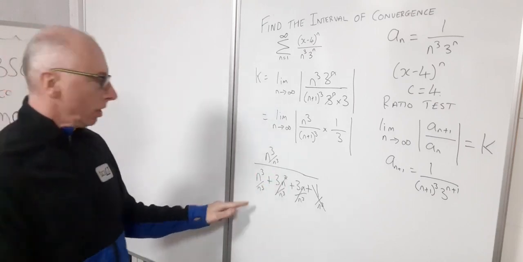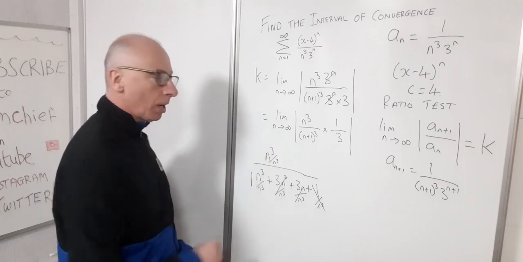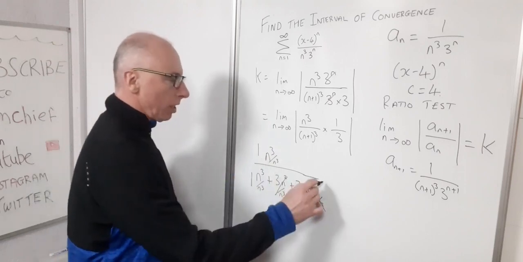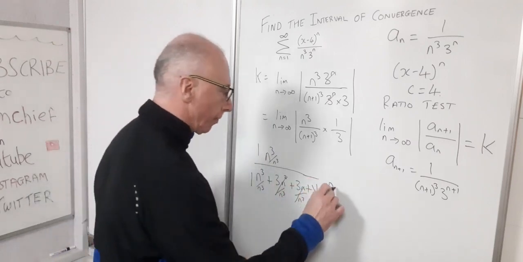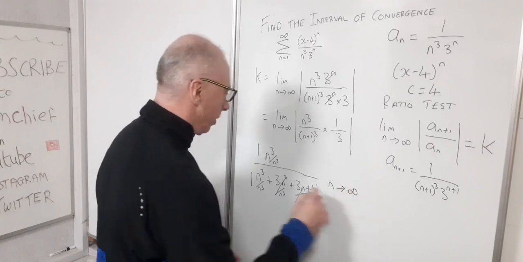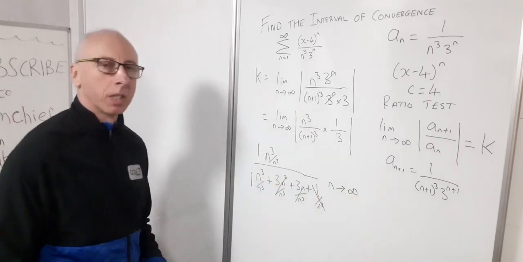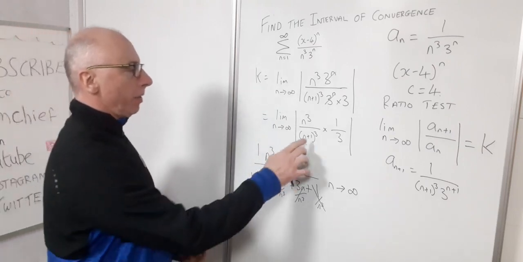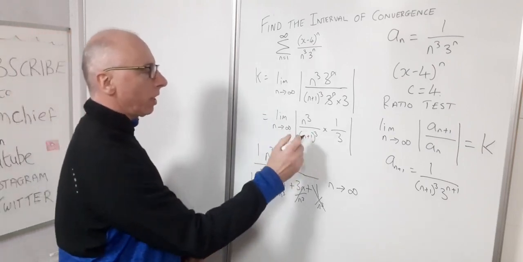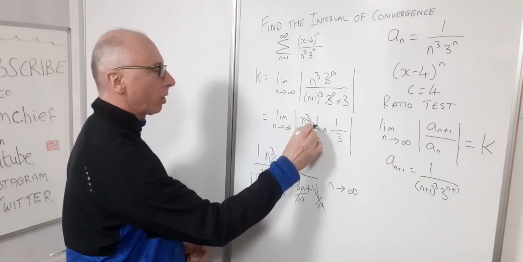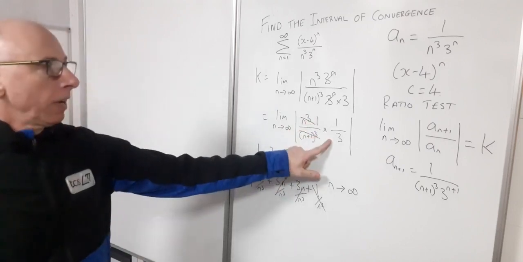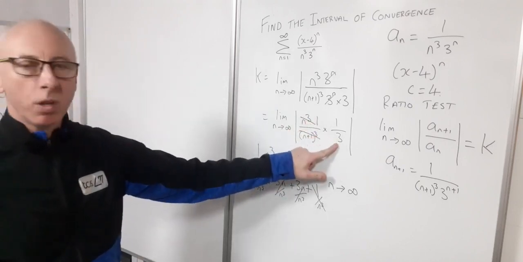N cubed over n cubed, that just becomes 1. And n cubed over n cubed, that also becomes 1. So as n approaches infinity, this will just approach 1. So this all approaches 1. Therefore, as n approaches infinity, this will just become 1. So my value for k will just be 1/3.